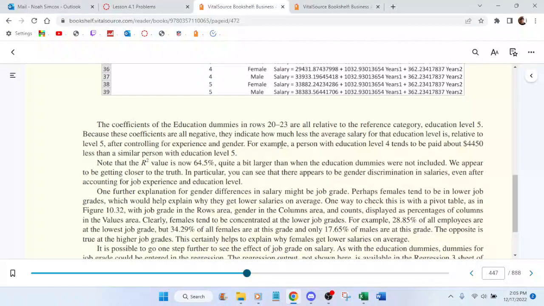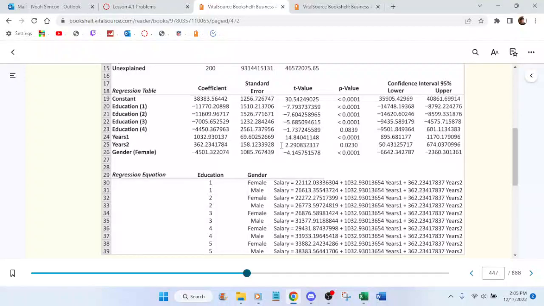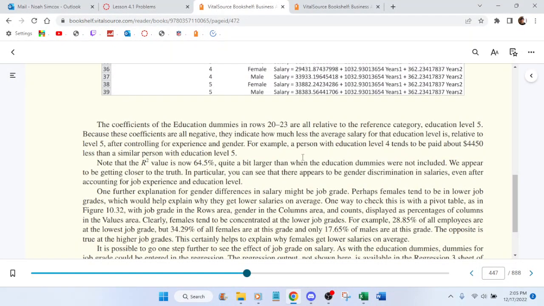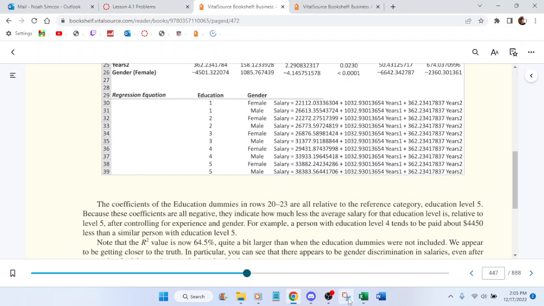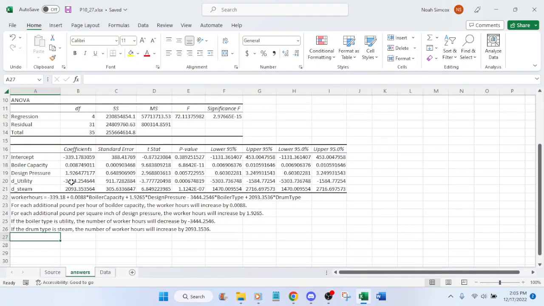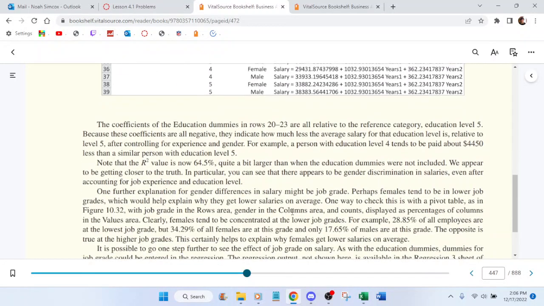Does it matter? It will indicate how much less it is relative to level 5. I feel like my equation is still fine because it's going to get the same result either way. Basically, what this is saying is this is the amount less relative to the other option, because the other option is just the default. It will be zero. Does it matter? Do I have to write multiple equations?